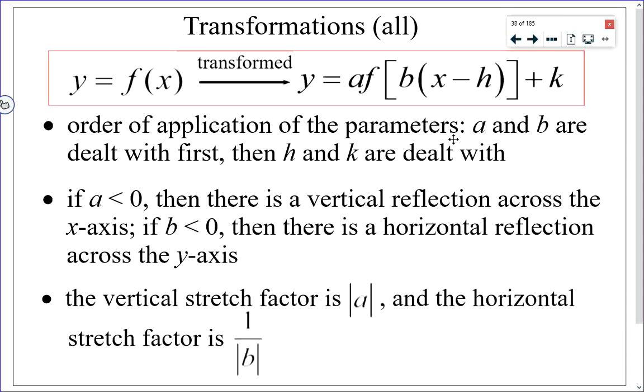You have to be careful with the parameter b, though, because b is not the horizontal stretch factor. We have to remember to reciprocate the value of b. And the absolute value is there just because we don't want to worry about negatives for a stretch factor. So if b is 3, the horizontal stretch factor is not 3, it's 1/3. If b is 1/2, then the horizontal stretch factor is 2.